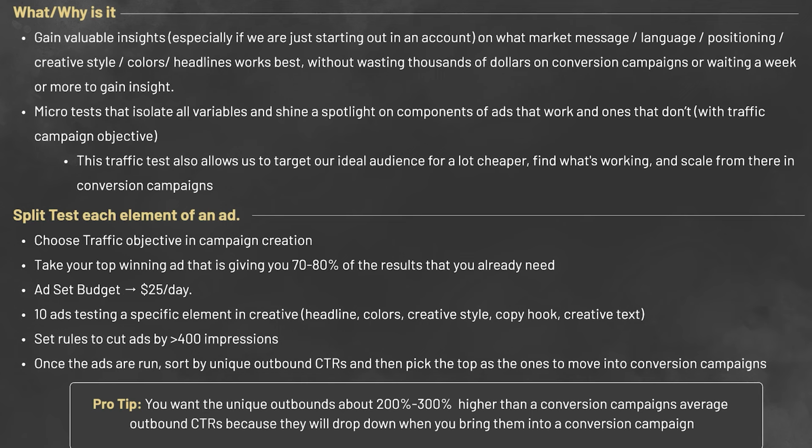And then essentially what you're going to do is take your top winning ad that's giving you 70 to 80% of your results, meaning it's that workhorse ad that you just know, like, we can't put anything against it. It always wins. And it's frustrating. We want to develop a better ad. So when you find that, you're going to take that ad itself and put it into a traffic campaign in your top performing audience, but every ad set's the same.